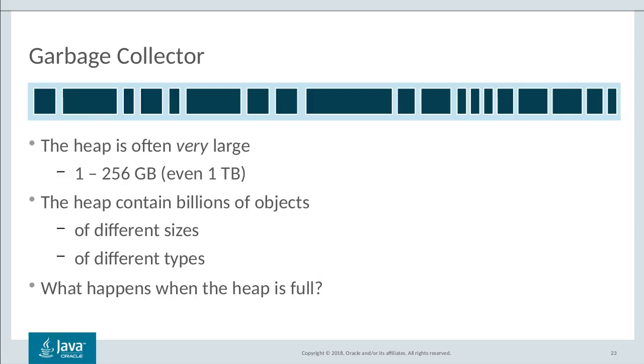This heap is often very large. When you run your Java programs, it is typical to see heaps ranging from 1 to 256 gigabytes in size, but we have seen occurrences of multi-terabyte sized heaps. The heap contains billions of objects of different sizes and of different types. And the problem that the GC must solve is what happens when the heap is full. As we saw on the previous slide, the GC will keep on allocating and use more and more memory whenever you create new objects. But the heap, even though it's large, is finite, so something must happen when the heap is full.